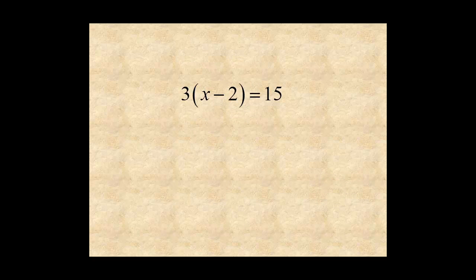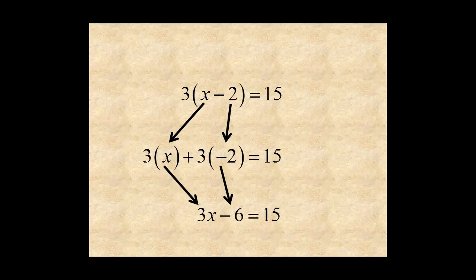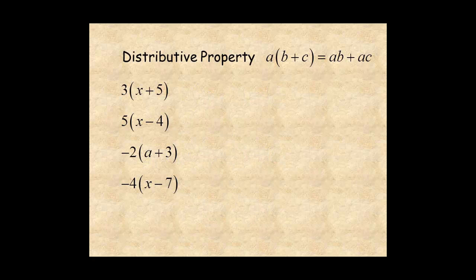Sometimes an equation can have expressions in parentheses. In this case, the first step to finding the solution is to use the distributive property to eliminate the parentheses. So you need to remember a previous lesson about how to use the distributive property. The distributive property says you can multiply across a sum or a difference.